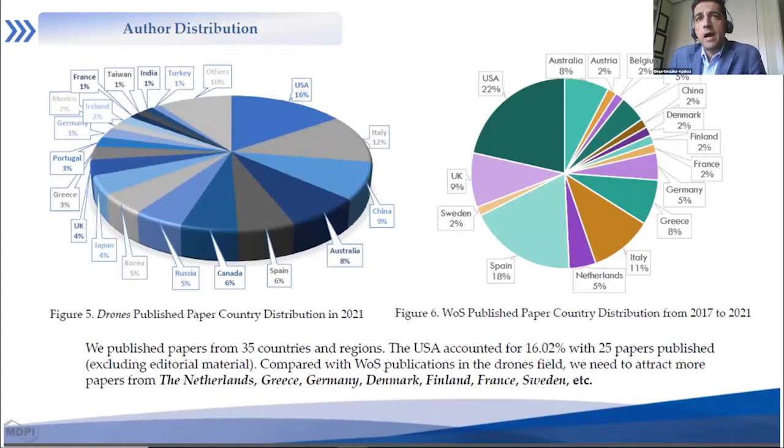So a brief overview of the author distribution considering different countries. And we can see here in the different graphics the different countries that are taking part in the publications in Drones Journal, with a high percent of papers coming from the USA, then Italy, China, Australia, Spain. These are statistics, but they allow us to have an overview of the, let's say, country distribution in terms of publications.